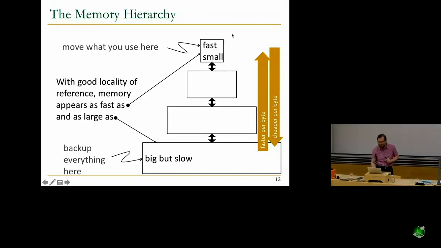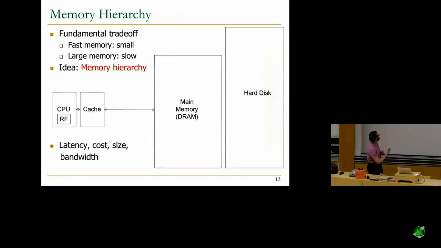Basically, as you get closer to the processor, you get faster per byte. As you get farther away from the processor, you get cheaper per byte. And that's the idea of the memory hierarchy. It's very intuitive, as you can see. And this is another example with my drawing over here. Basically, this is a fundamental trade-off. You have the memory hierarchy to hopefully get the best of the trade-offs.